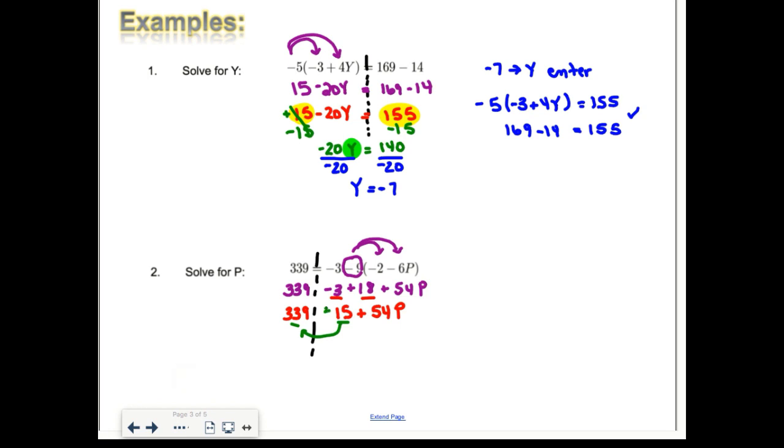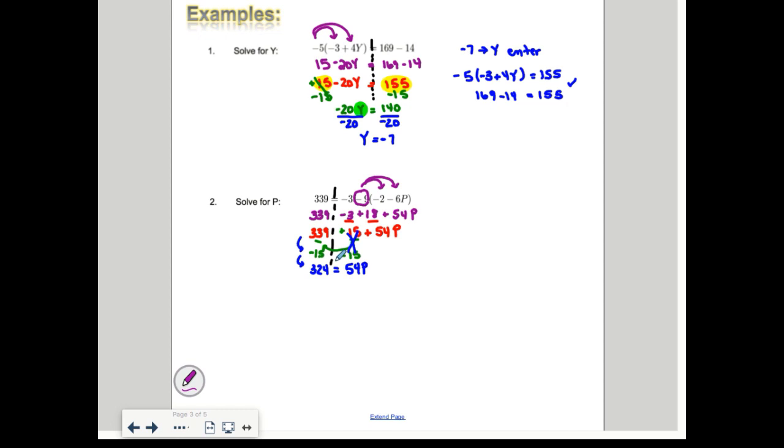So remember, this is a plus here. So I'm going to subtract 15 from both sides. When I do that, I get 324 is equal to, and now I have a 54p, because remember, these cancel, and these together is equal to that.